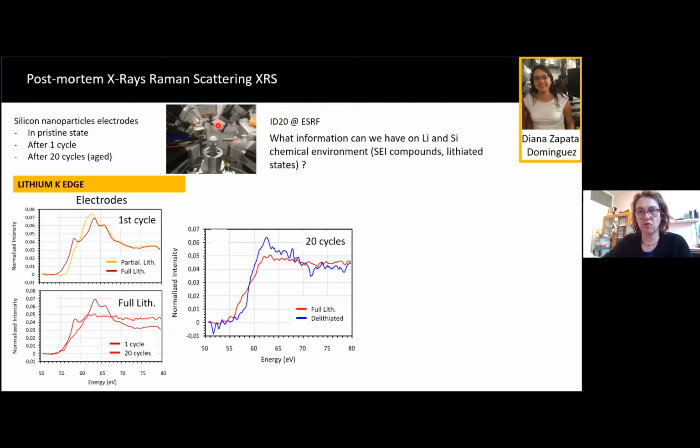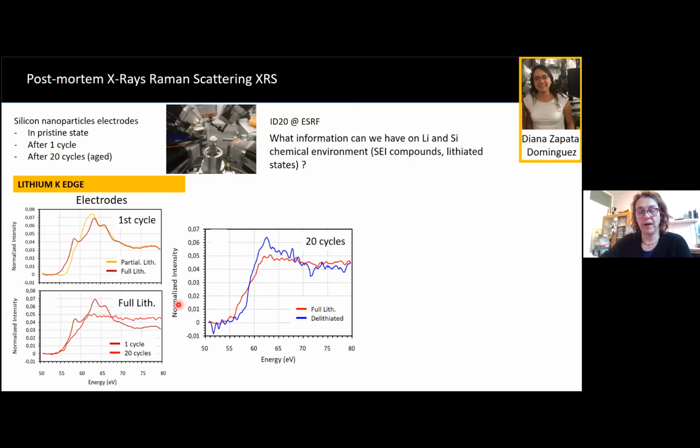So what you see are spectra, intensities versus the energy, in the range around 60 eV in the case of lithium. You have several types of data where we can compare partial lithiation and full lithiation, for instance after the first cycle on this graph here. Or if we want to compare the effect of aging, we can compare a one-cycled electrode with a 20-cycled electrode in a fully lithiated state. You see clearly that there is a huge change in the shape of the spectra, and this is telling you that the chemical environment of lithium has been very significantly affected after some cycling.